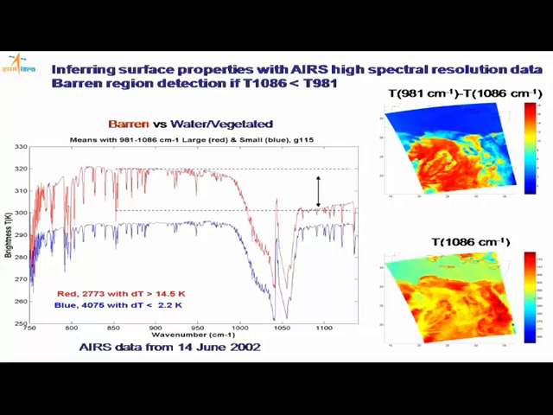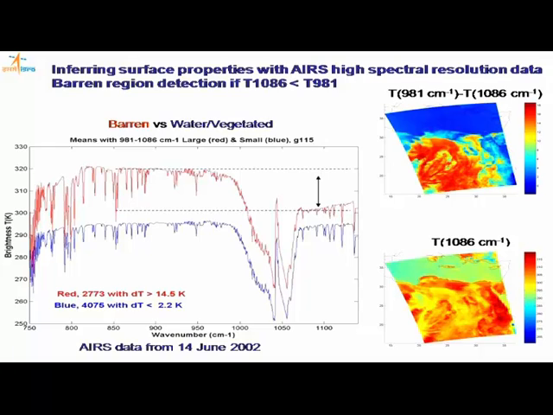This is one example I will show here, a very clear example of barren land versus water or vegetated surface. The red one is for barren land. In this part of the spectrum the brightness temperature is high, but as you go to this region the brightness temperature is very small. So there is a difference of about 20 Kelvin when we go from this region to this region.